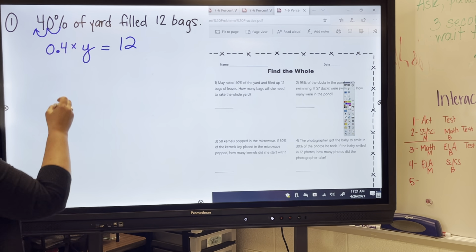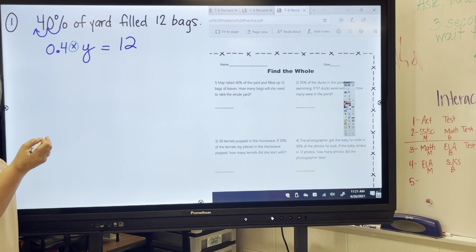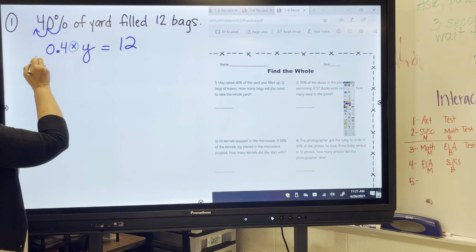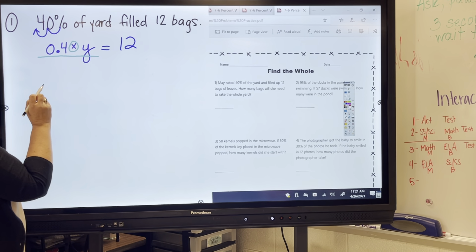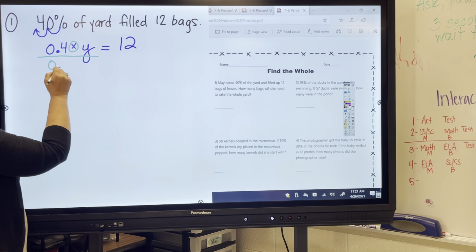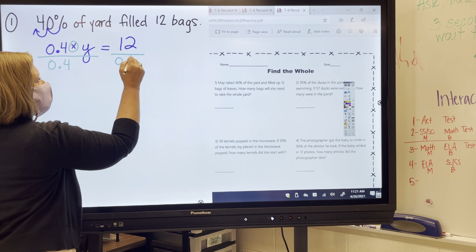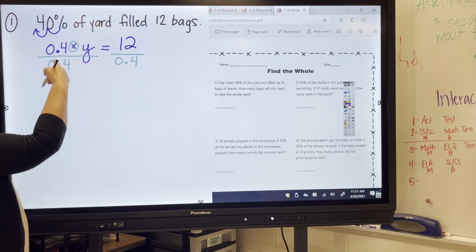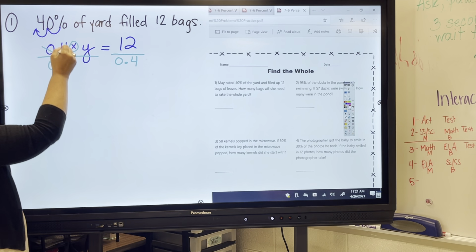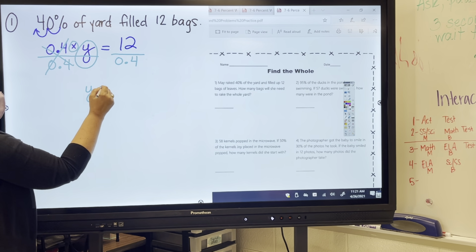So 40% is 12. Now, this equation is a multiplication equation. So how do I solve it? I divide. What am I going to divide by? 4/10. And what happens on the left? They cancel out. And I'm left with Y equals.